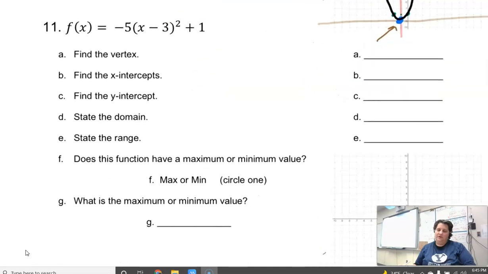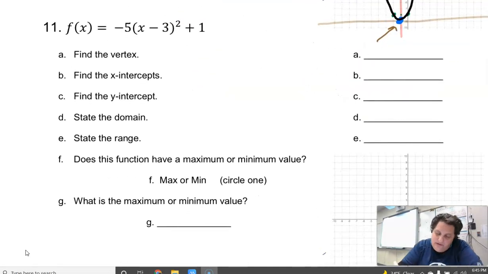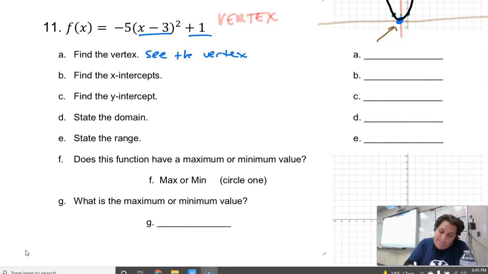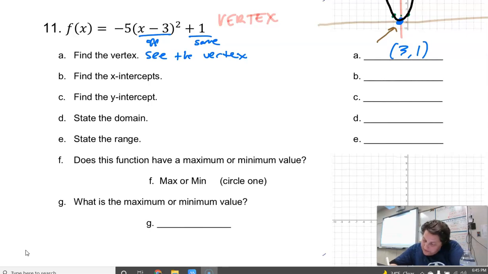Okay, next, we're going to look at vertex form. Now, the thing we like the most about vertex form is the fact that I can see the vertex. The only thing I need to remember is it goes opposite, same. So the vertex is 3, 1. So there's the vertex, okay?